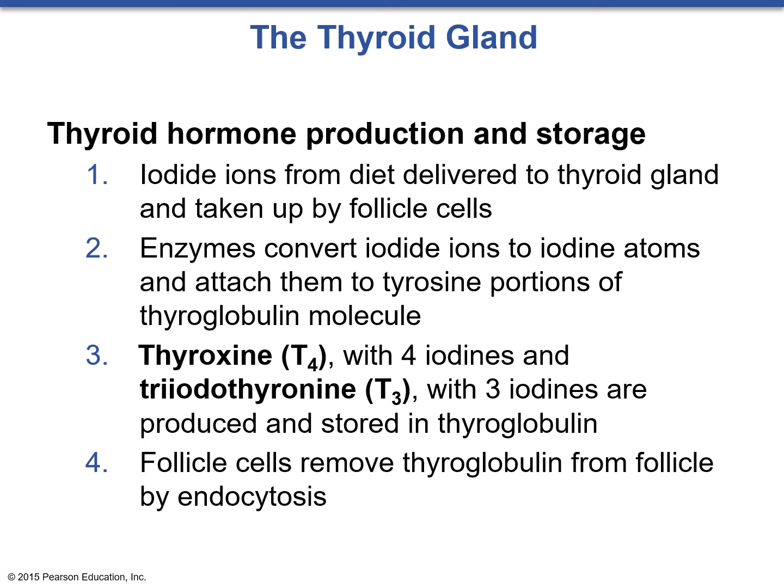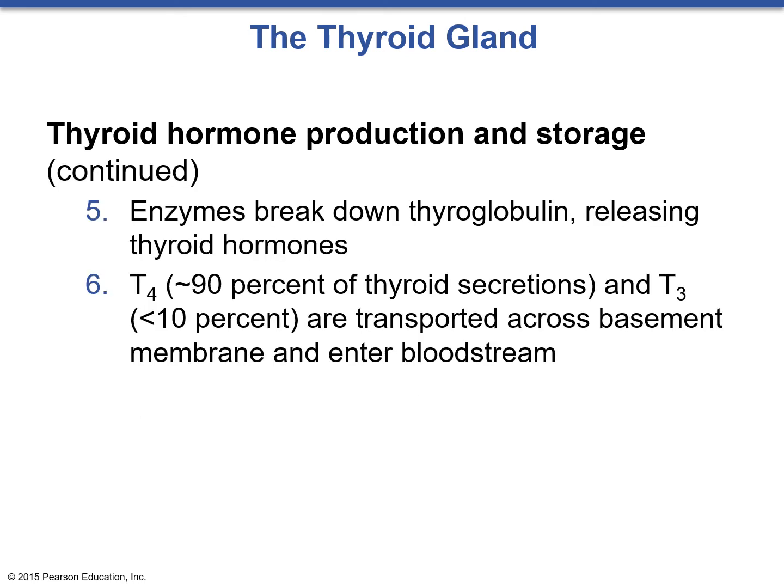Follicle cells will then remove the thyroglobulin from the follicle by endocytosis, removing it from the cell. From here, enzymes will break down thyroglobulin, releasing the thyroid hormone. T4 makes up about 90% of the thyroid secretions, whereas T3 is less than 10%. These are then transported across the basement membrane and enter the bloodstream.